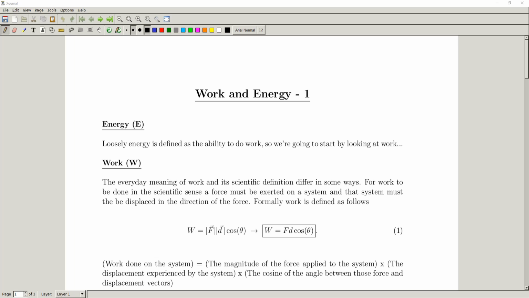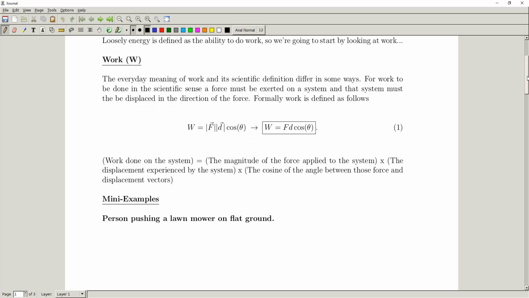So for work to be done in a scientific sense, we require that a force has to be exerted on a system or an object, and that this system or object or whatever it is we're talking about has to be displaced in the direction of the force that's exerted on it. So formally, we have our definition here in the form of an equation. We can see it here, equation 1.